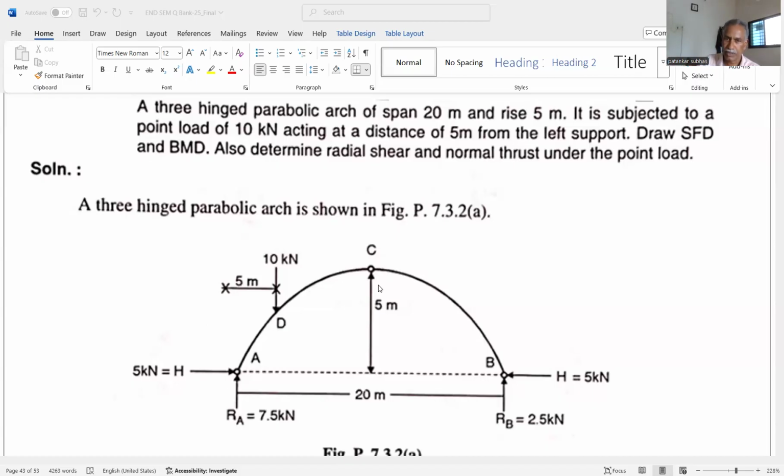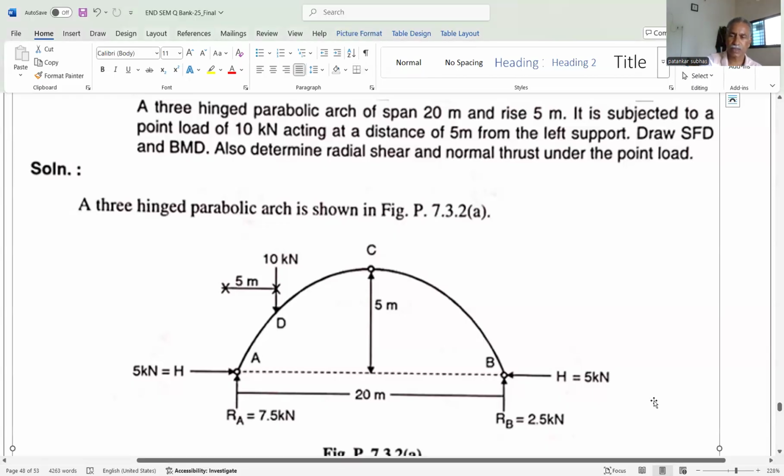Okay, and when we take the moment at this point, considering this portion, RB multiplied by this distance, that is 10 meter, and H multiplied by this distance 5 is equal to 0. RA is known to you, and when we take the moment at point C, we get the value of H, that is 5 kilonewton. Or we can consider this portion in equilibrium. Again, we take the moment at C: RA multiplied by 10 and H multiplied by 5, which is in the opposite direction, minus 10 multiplied by this distance. As this is 5, this distance is also 5, equal to 0, and from this we get the value of H.